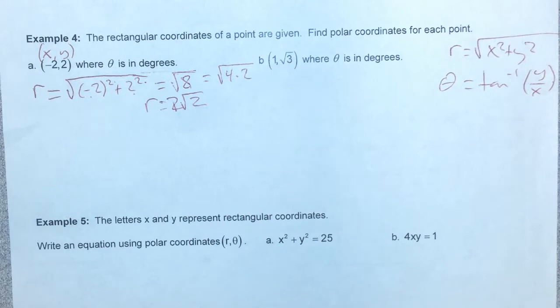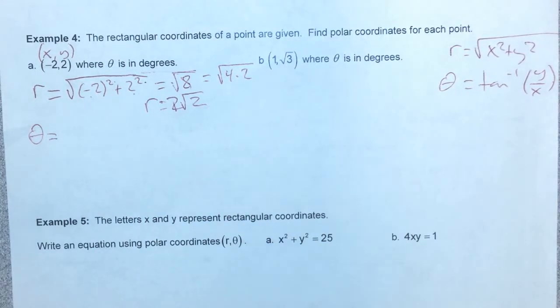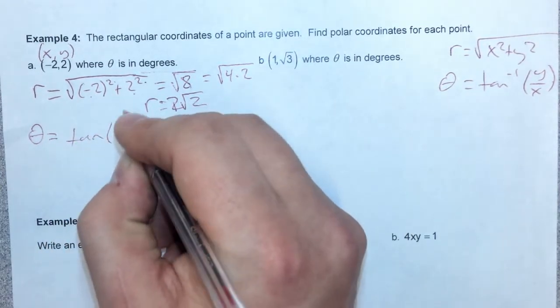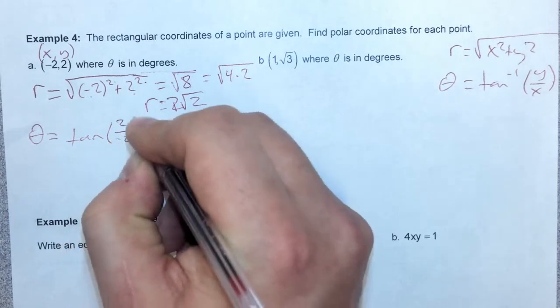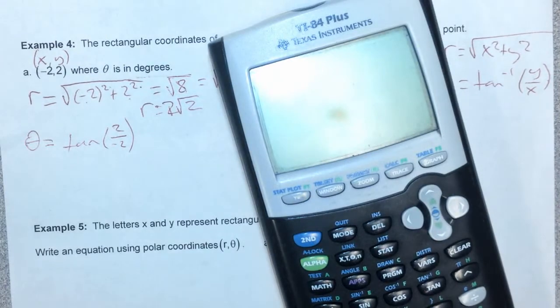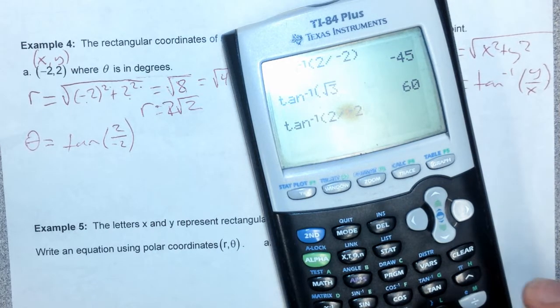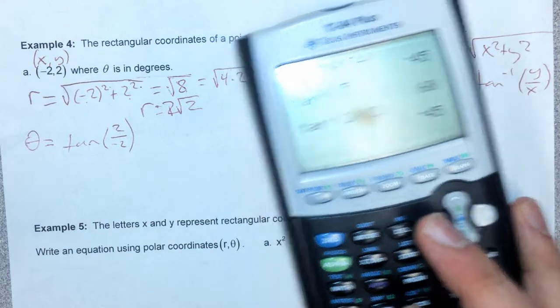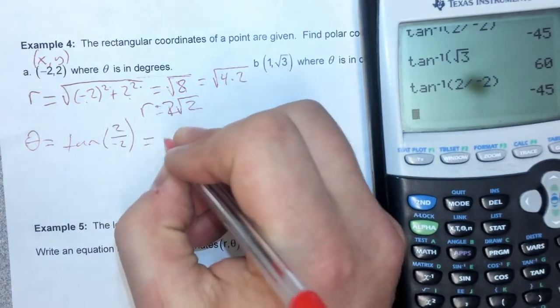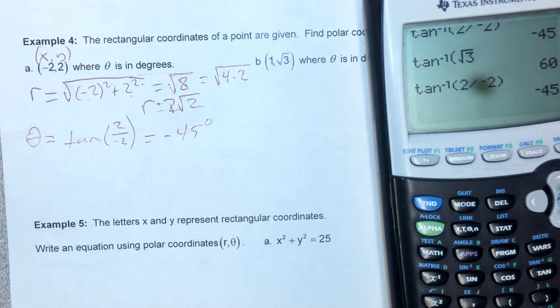All right. Now we can find theta. Theta equals inverse tangent of the y coordinate over the x coordinate. Okay? Like I said, I'm all right with this test. We're going to have calculators anyway, so we might as well use a calculator. Inverse tangent of 2 divided by negative 2. Negative 45. So, let's talk about what that means. Negative 45 degrees.